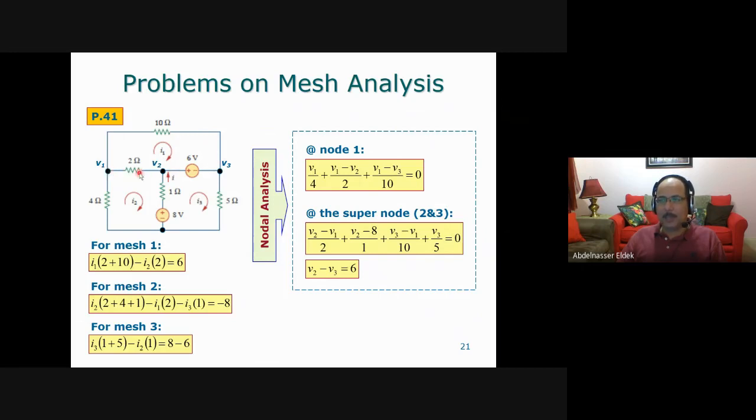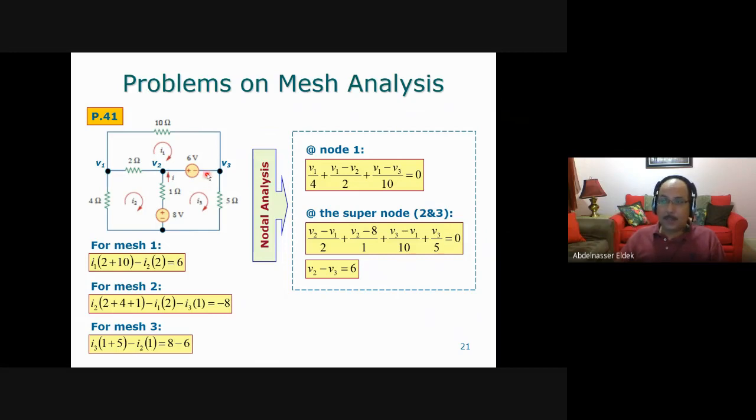It intersects with I2 in 2, so it is minus I2 times 2. And it intersects with I3 in what? Don't tell me that it is 6 volt. No. It intersects with I3 in what resistor, I mean?